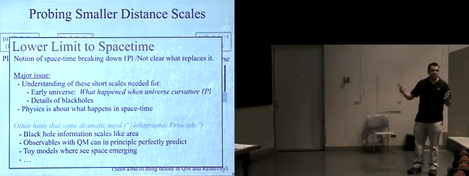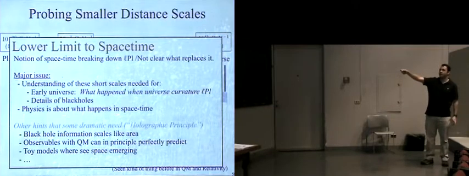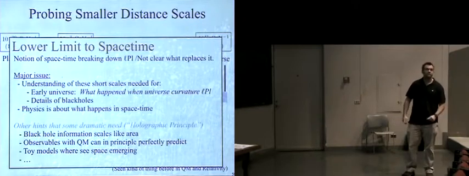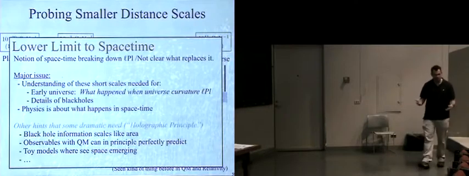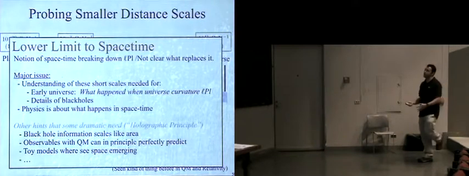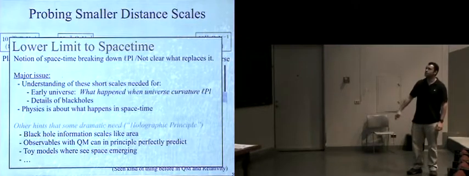And then the other thing, which I think is more philosophical, is that the whole point of physics is about what happens in space-time, right? We have these diagrams, and that's the whole point of what we're doing. And if space-time doesn't exist, then we have to ask what physics should even be about at these low distances. So this is really a major issue, and one that people are actively working on, but there's not a clear solution.